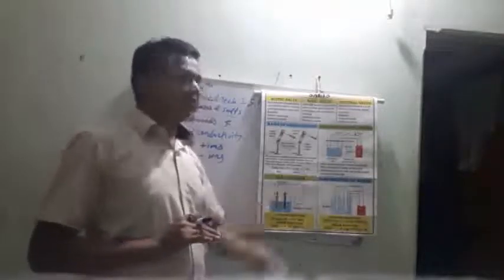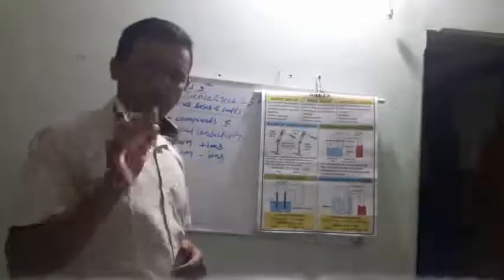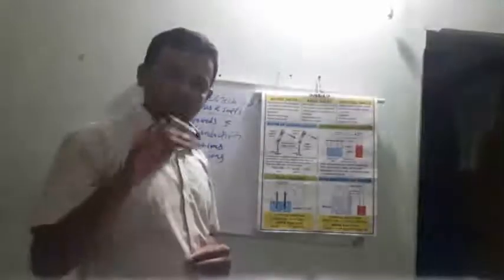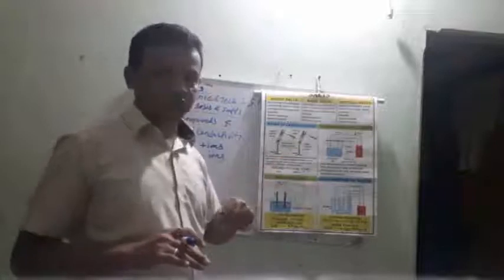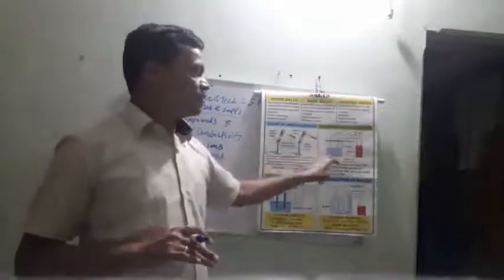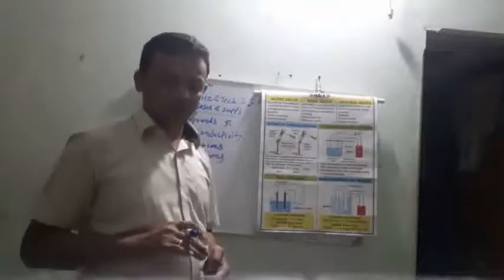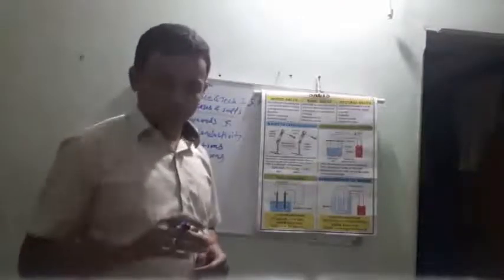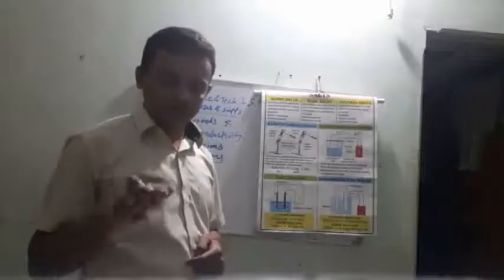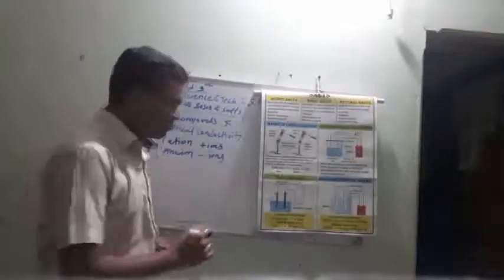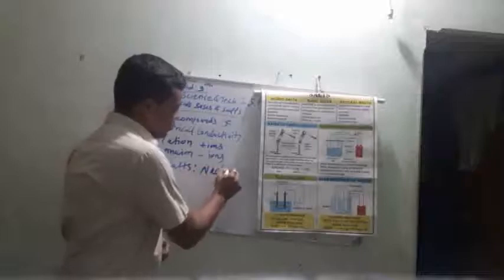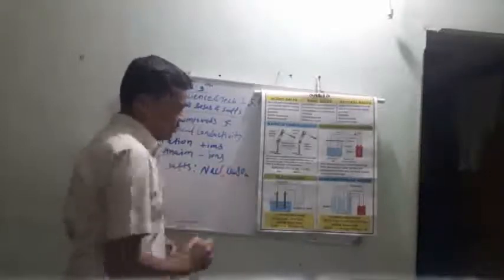So we know different ionic compounds. See, salts, strong acids and strong bases, these are all ionic compounds. Here one diagram is also given, that is sodium chloride and copper sulfate. These are salts. So examples of ionic compounds that are salts are sodium chloride and copper sulfate.